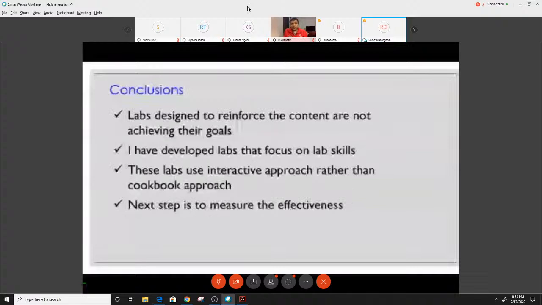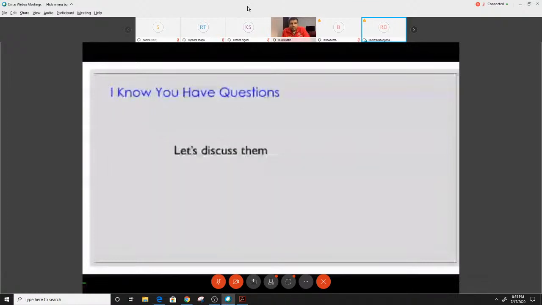So labs designed to reinforce the content are not easy in achieving this goal. So why bother doing that? Rather, focus on the skills. And that's what we are doing, okay? So next step, we would like to test the effectiveness of our way of doing the lab. And there it is. Thank you, everybody.